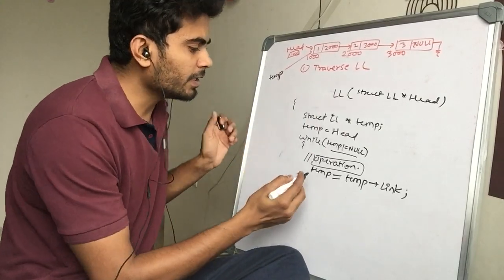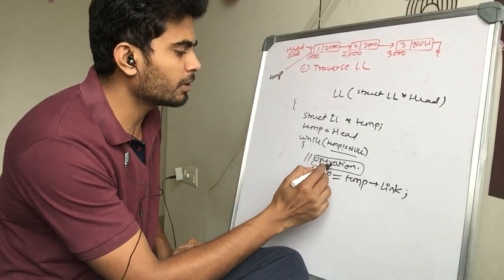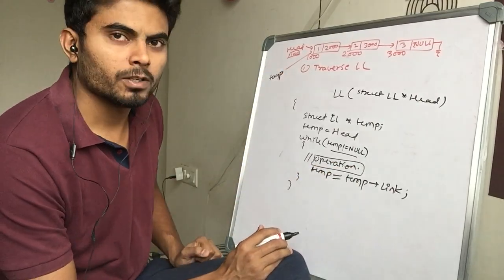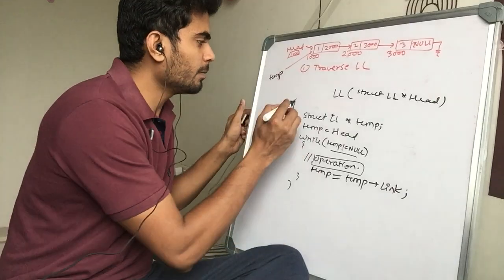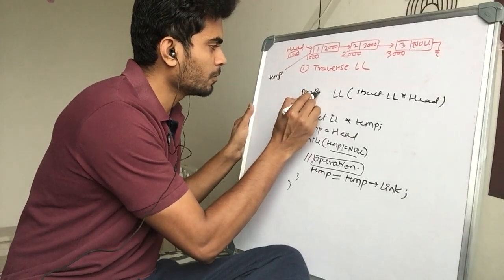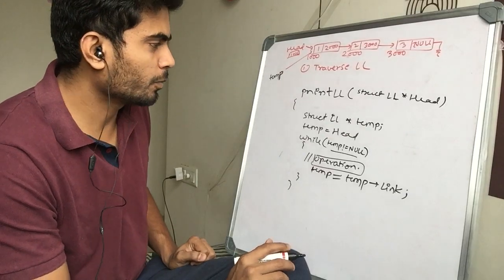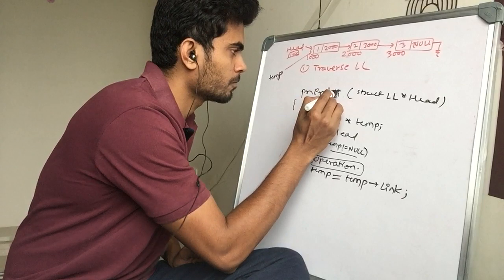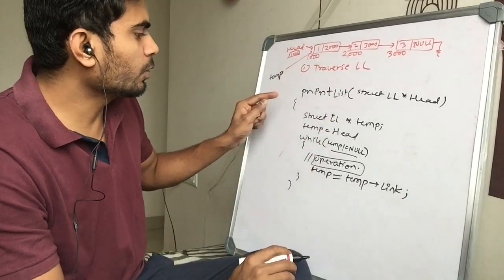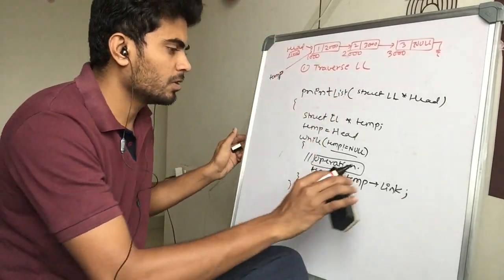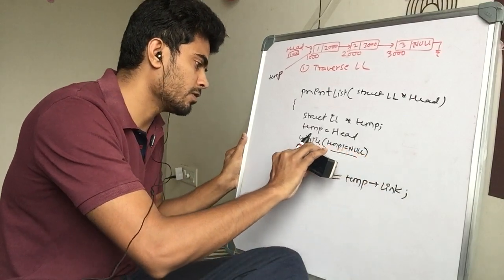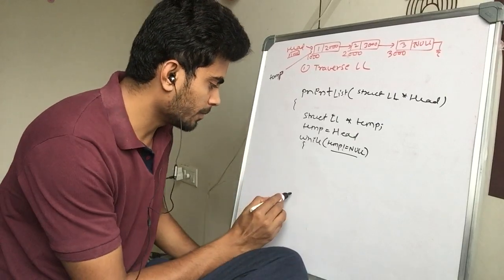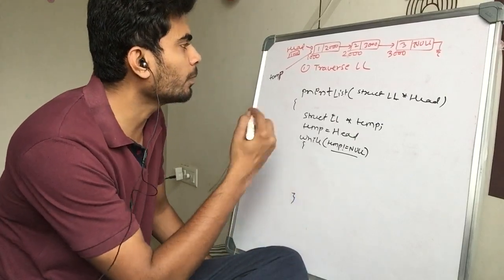You can either put a counter, say count equals count plus 1. In that case you are counting the nodes in the linked list. Here I am printing it: print linked list, or print node, or simply print list. This will follow the same structure which was used for the traversal, but here instead of doing some vague operation, we are performing printing.